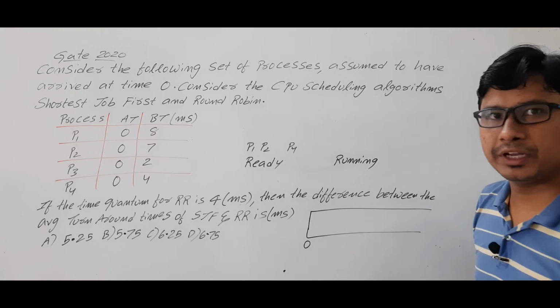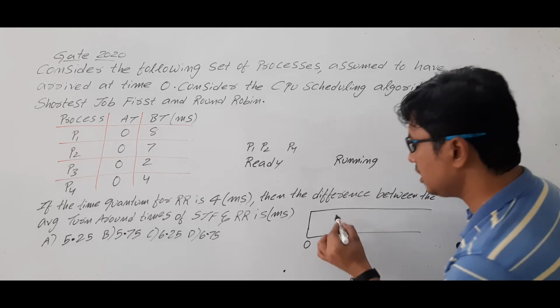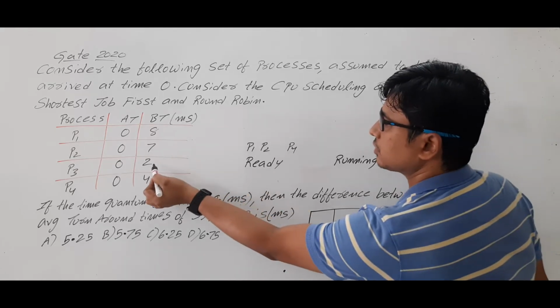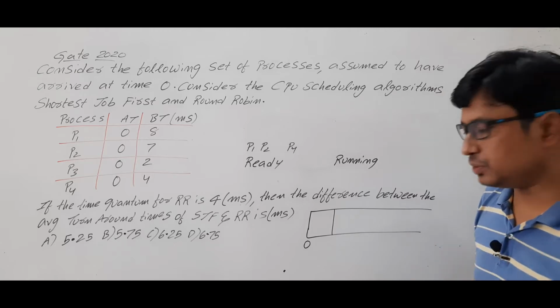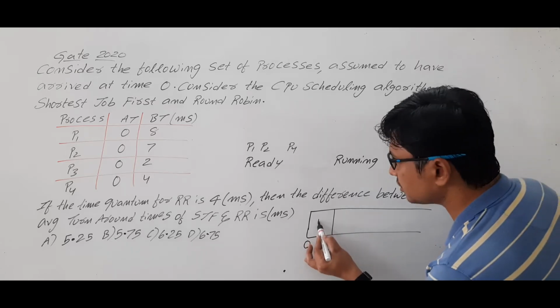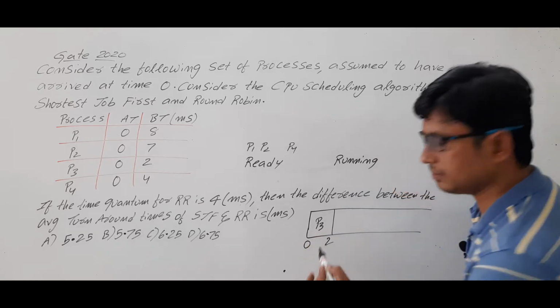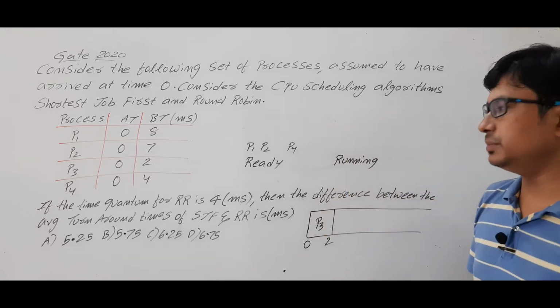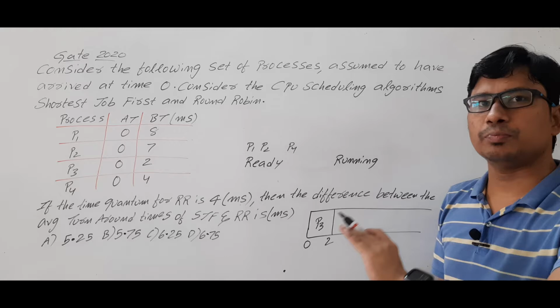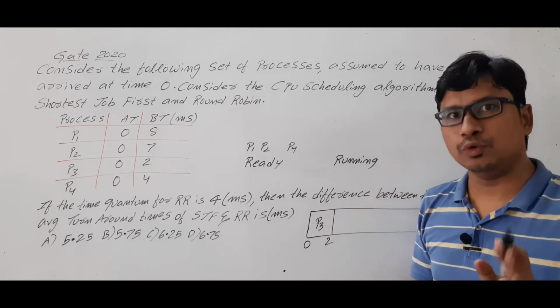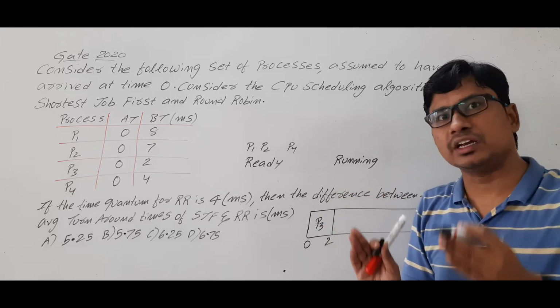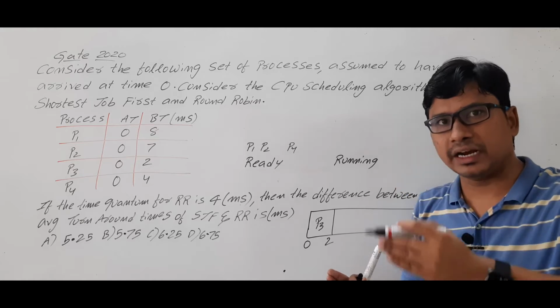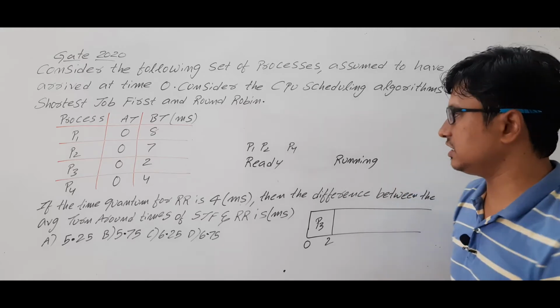As it is a non-preemptive scheduling algorithm, how much burst time is required for process P3? 2 units of time. So it will run for 2 units of time, and once it is done, it will go to the terminated state. Assume that none of the processes require any IO operations. If any process requires an IO operation from the running state, it will go to the wait state.